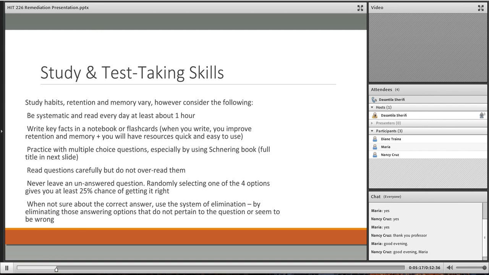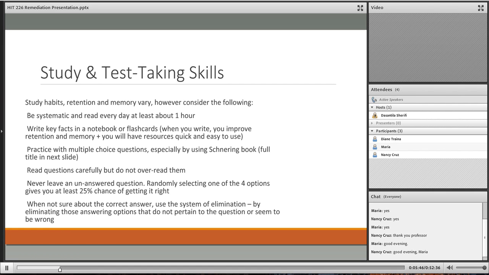All right, so in general, as far as studying goes and the test taking skills, people are different. Their retention varies, the memory, the way they study. But in my opinion and my experience, I've been teaching with the RHIT for 11 years and I've taught before that at other schools. If you are systematic and read every day at least about an hour, you improve your chances of doing well.